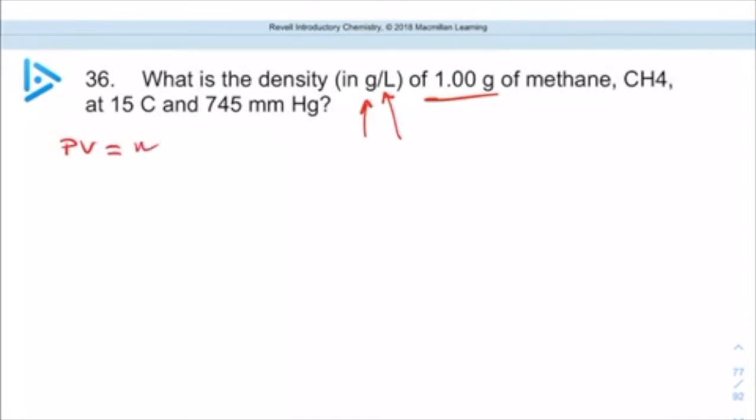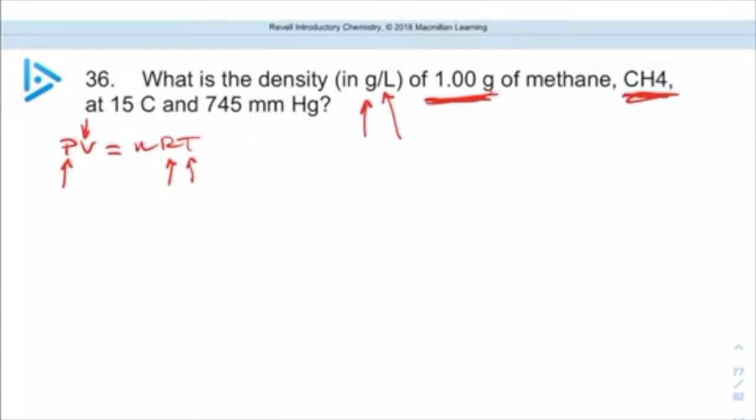So with the ideal gas law, we're already told the temperature, 15 degrees C. We're told the pressure, 745 millimeters of mercury. R is a constant, so we already have that. What I want is volume. What I'm missing in my information is the moles. If I know the mass of a compound and I know the formula for the compound, I can find the moles of the compound.